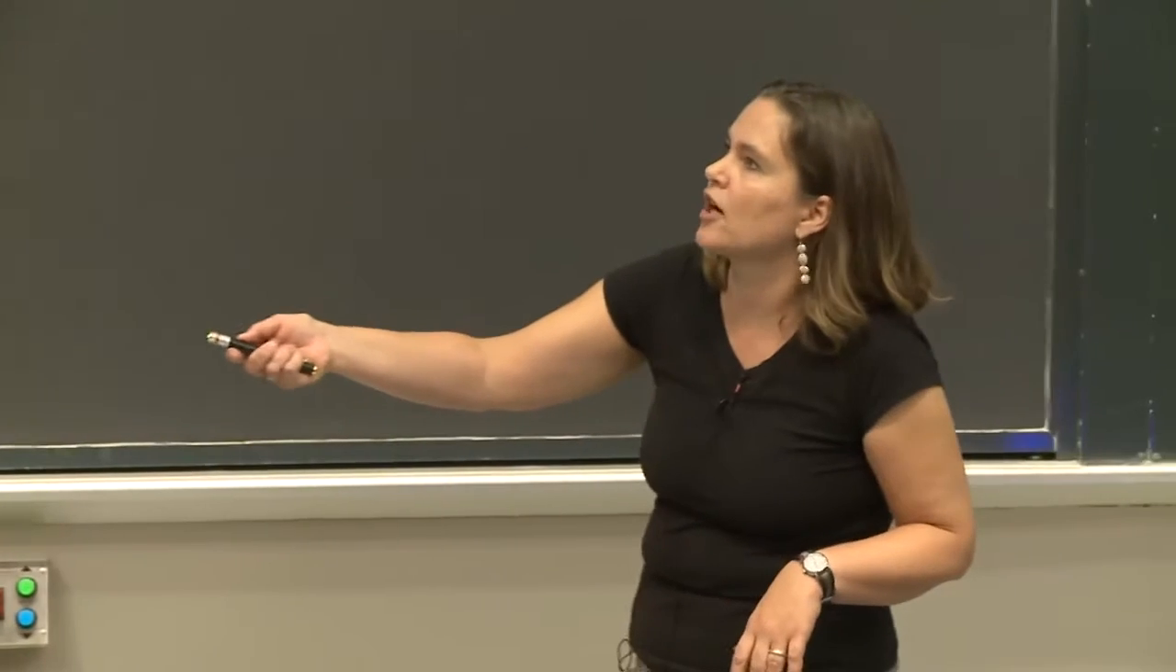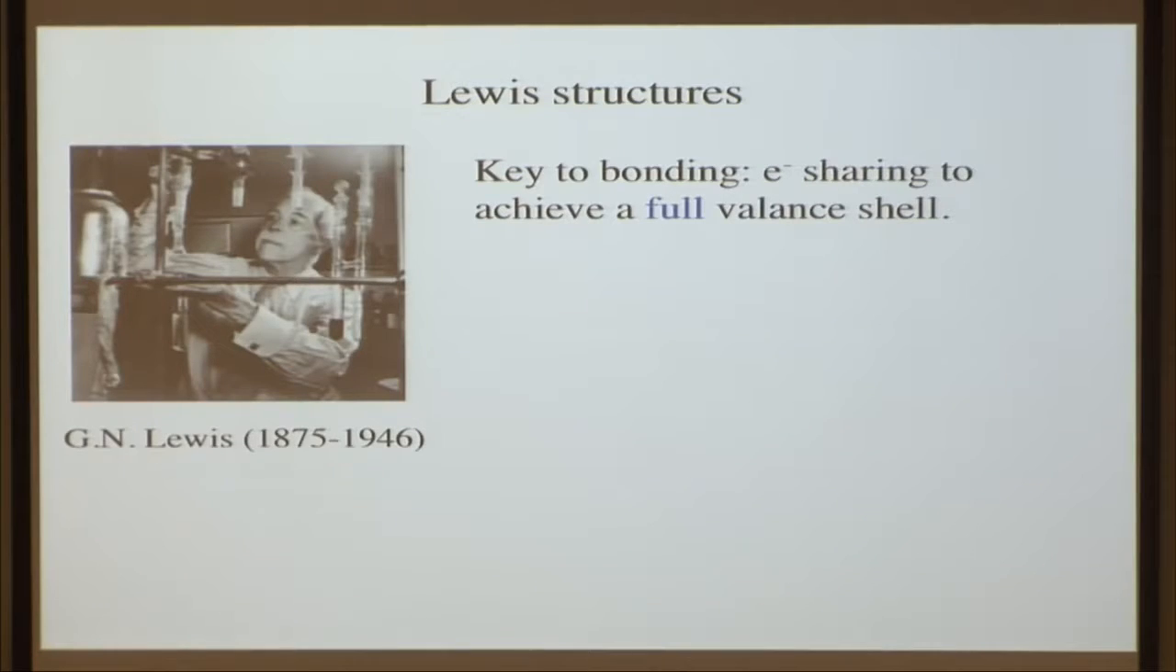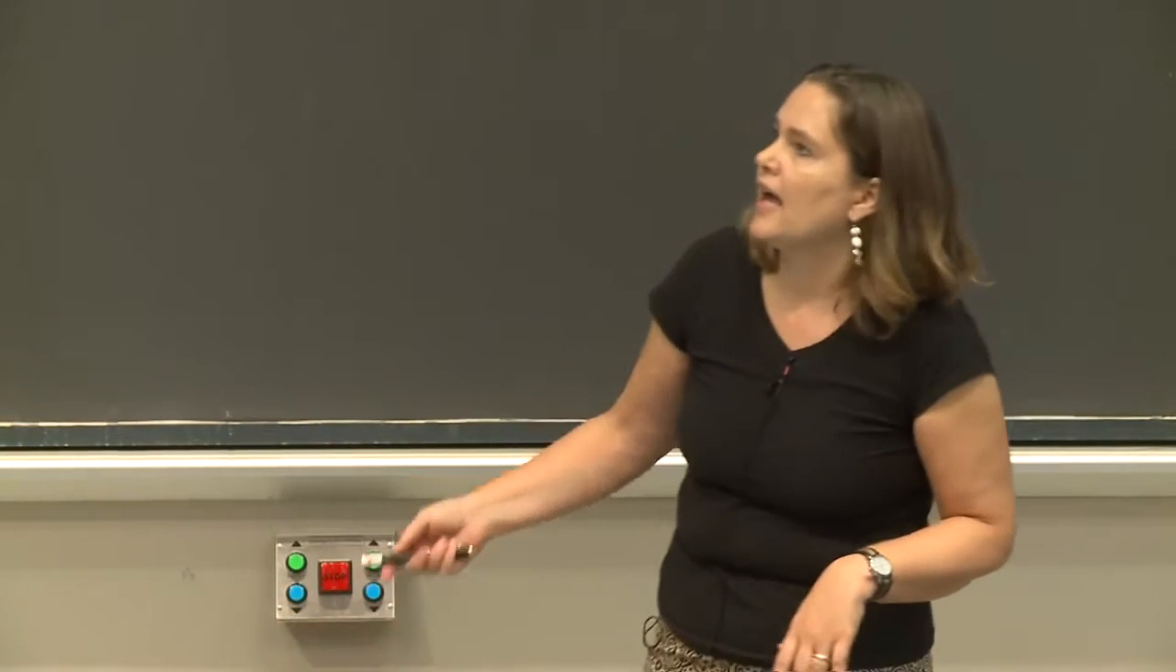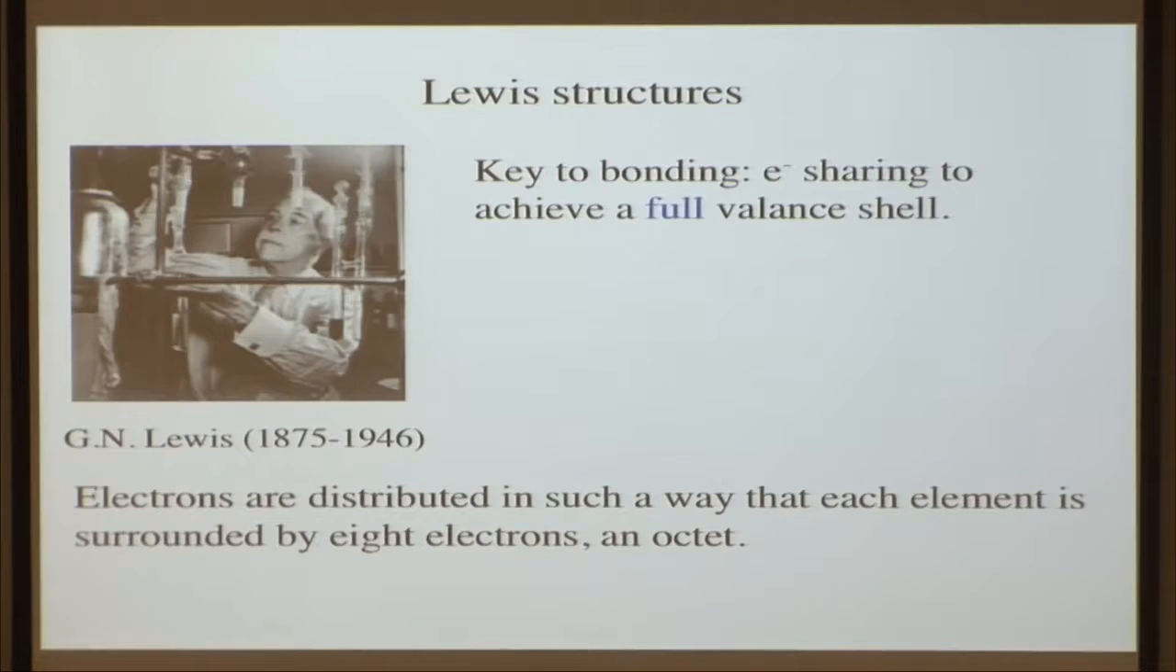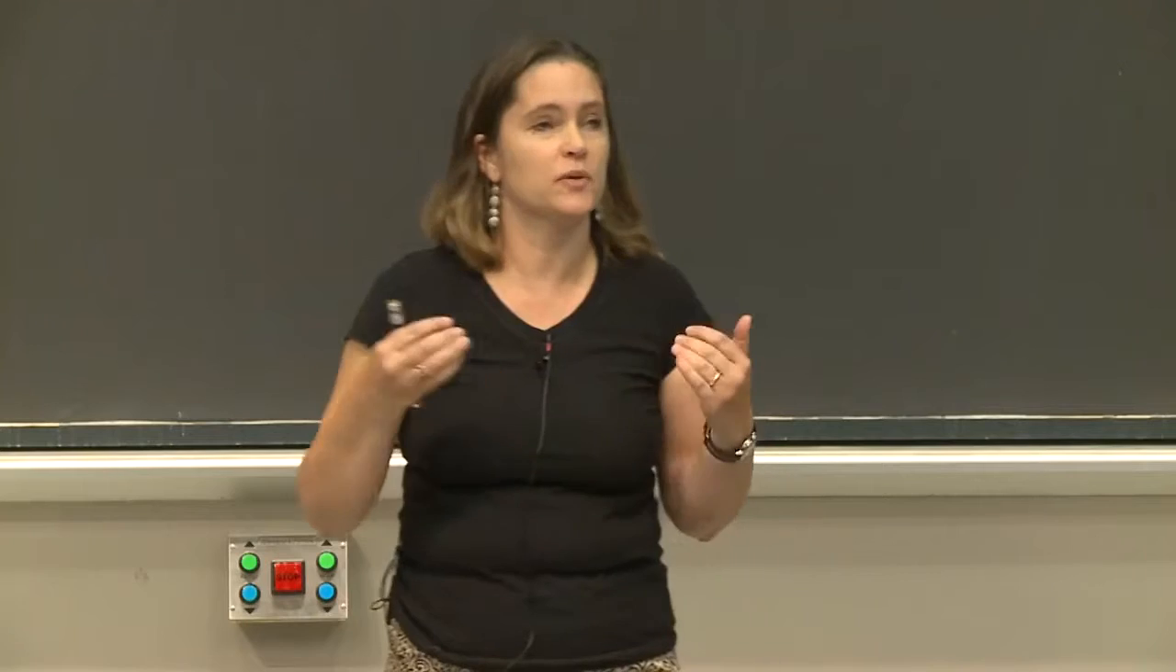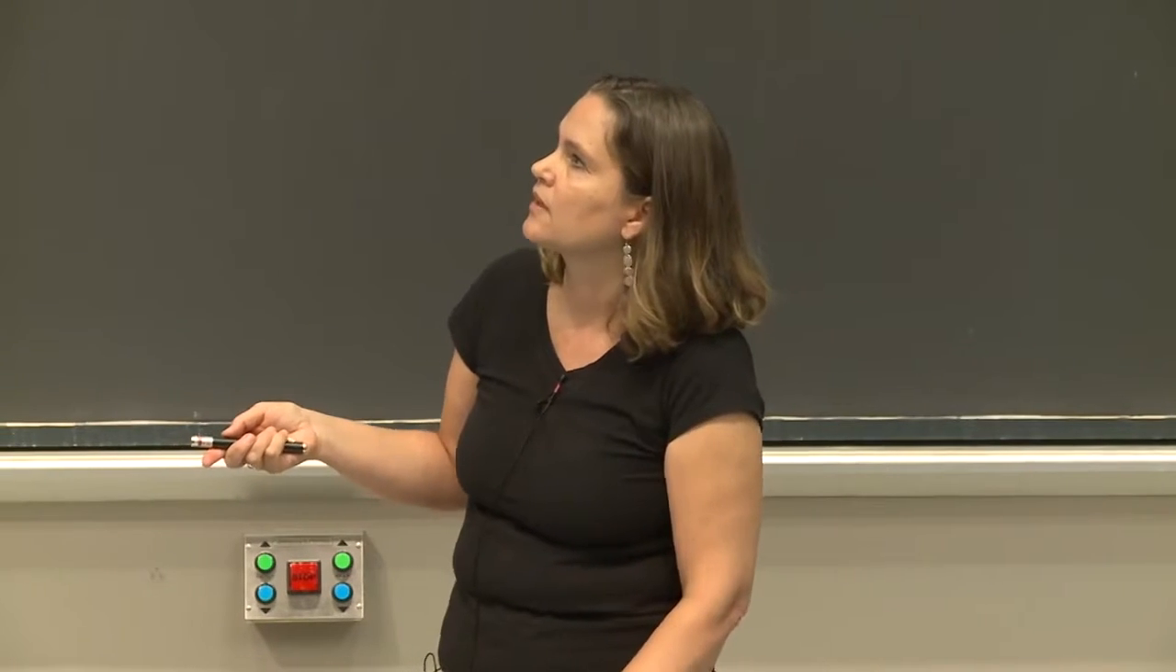Okay, so in Lewis structures, the key is thinking about the electrons being shared so that you get a full valence shell, and having the electrons distributed in such a way that all of the atoms have the number of electrons that make them happy, which is usually 8 electrons, an octet, that noble gas configuration.